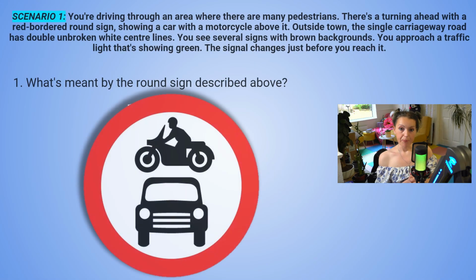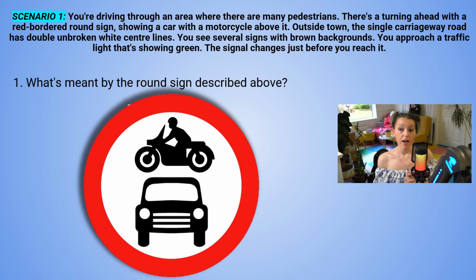Scenario number 1. You are driving through an area where there are many pedestrians. There is a turning ahead with a red bordered round sign showing a car with a motorcycle above it. Outside town, the single carriageway road has double unbroken white center lines. You see several signs with brown backgrounds. You approach a traffic light that's showing green. The signal changes just before you reach it.